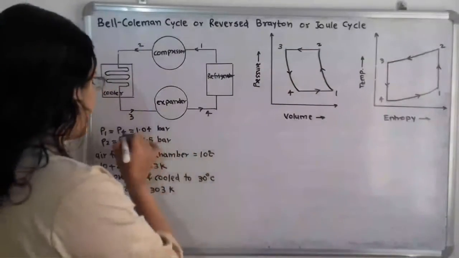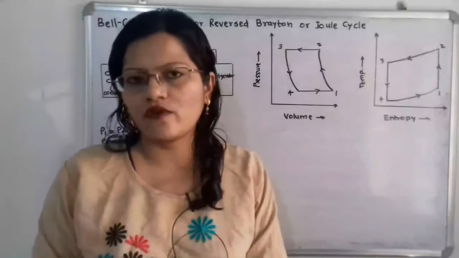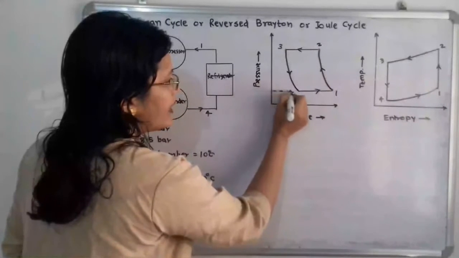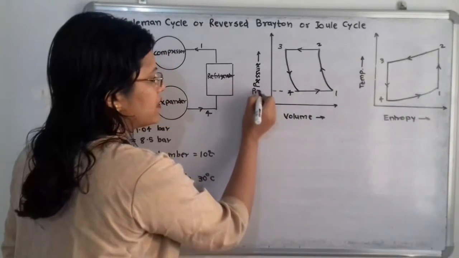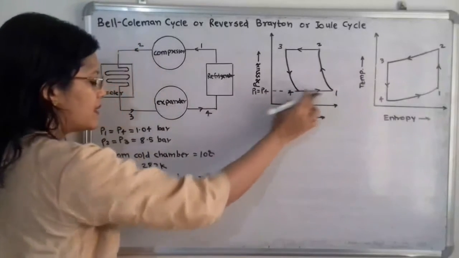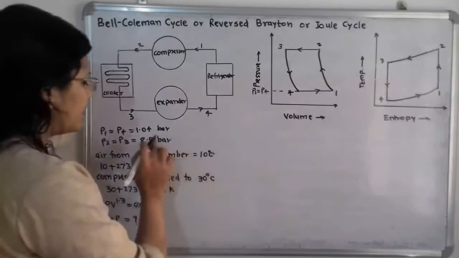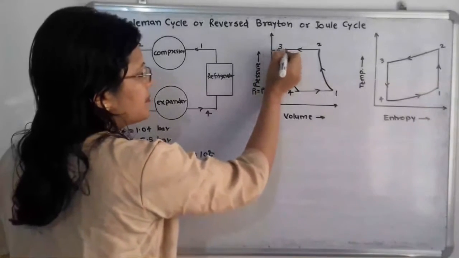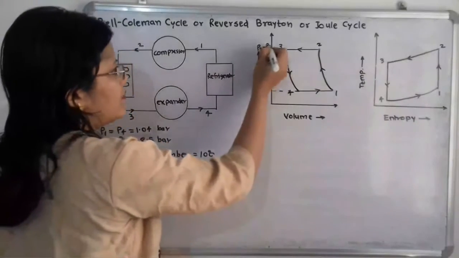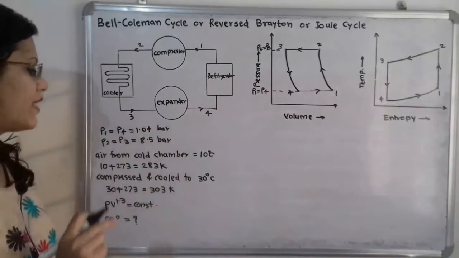Now the lower pressure of the two given pressures is 1.04 bar. In the diagram, the pressure at points 1 and 4 is the lower pressure, so P1 = P4 = 1.04 bar. And the higher pressure, P2 = P3, is 8.5 bar. So P2 = P3 = 8.5 bar.